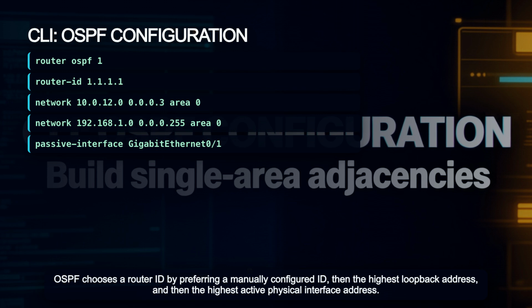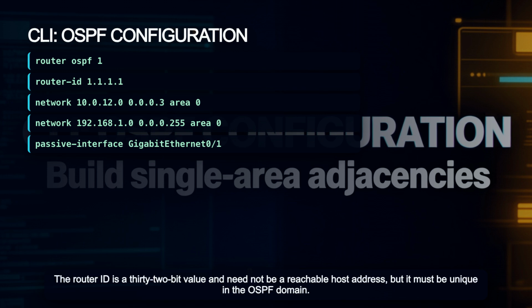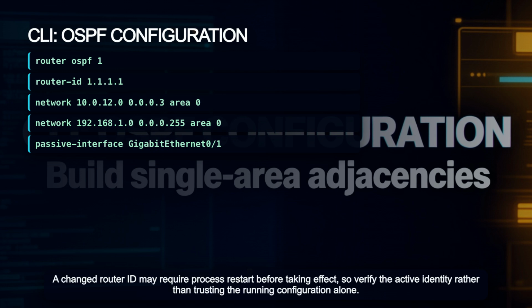OSPF chooses a router ID by preferring a manually configured ID, then the highest loopback address, and then the highest active physical interface address. The router ID is a 32-bit value and need not be a reachable host address, but it must be unique in the OSPF domain. A changed router ID may require process restart before taking effect, so verify the active identity rather than trusting the running configuration alone.